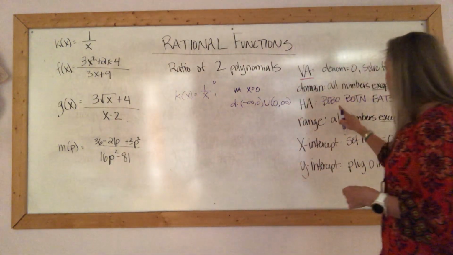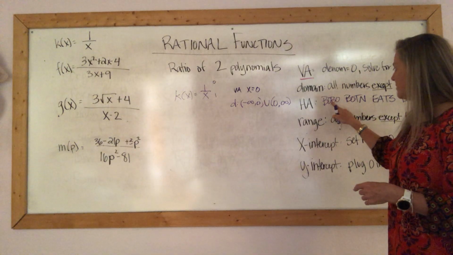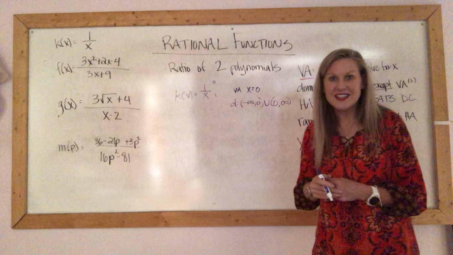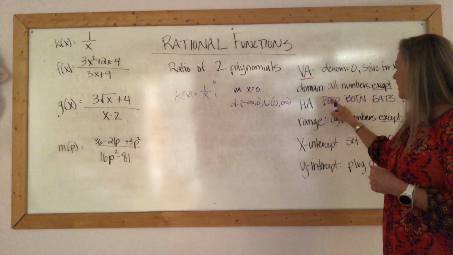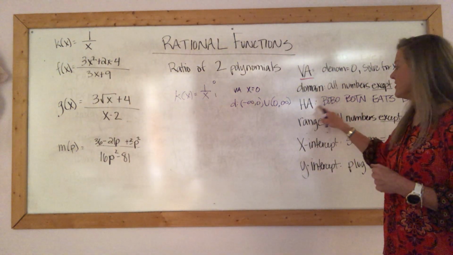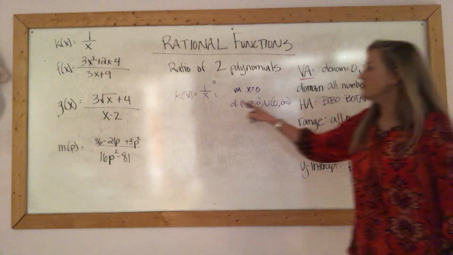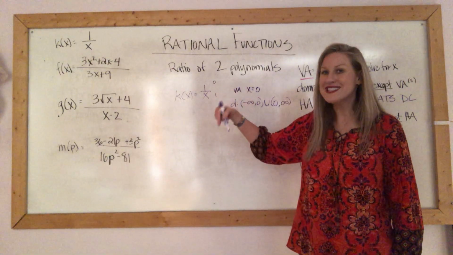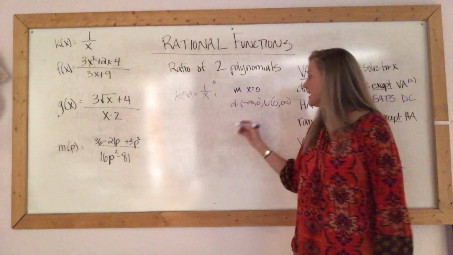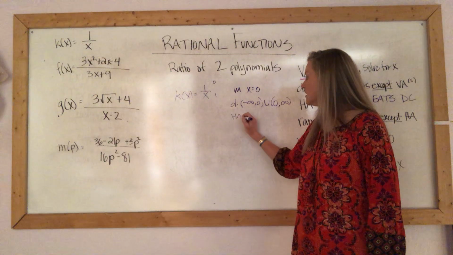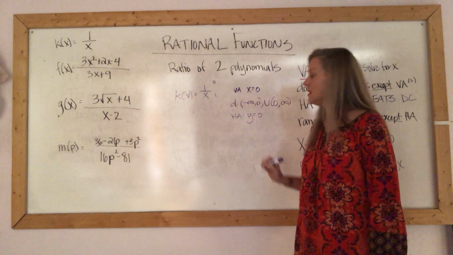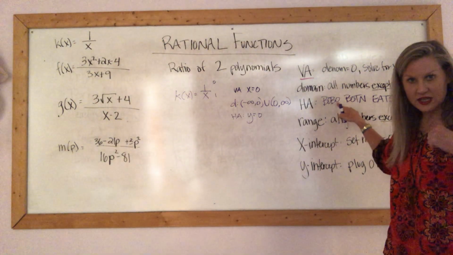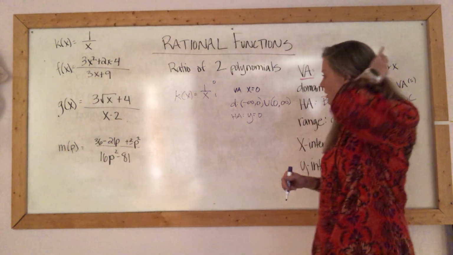So in this example, bigger on bottom, yes, the degree of the bottom is 1. That is bigger than 0. Bigger on bottom, 0. So in this example, the degree of the bottom is bigger than the degree of the top. So his horizontal asymptote is y equals 0. Bigger on bottom, you have one horizontal asymptote and it is 0.